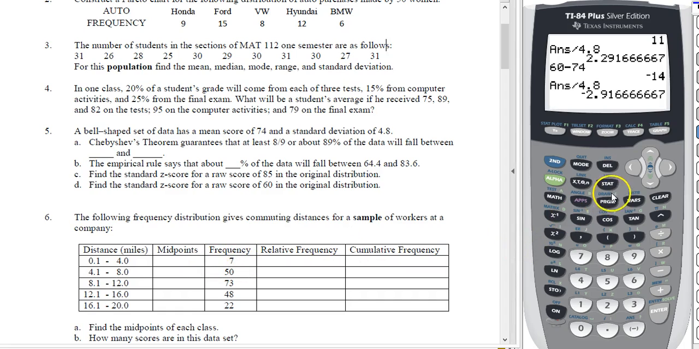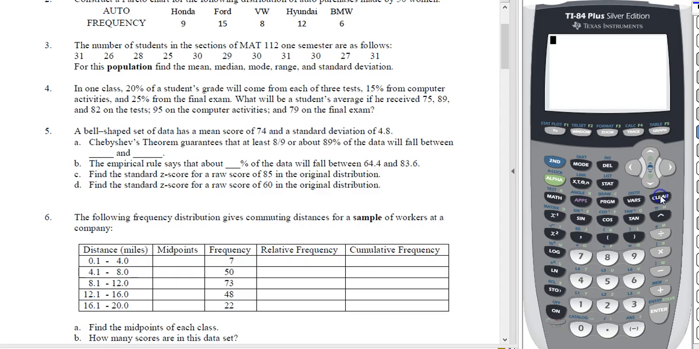The midpoints are the middle values between the lower class limit and the upper class limit. So you take the lower class limit for the first class, add the upper class limit, 4.0, put that in parentheses, and divide by 2, basically averaging those. 2.05 is the first midpoint.